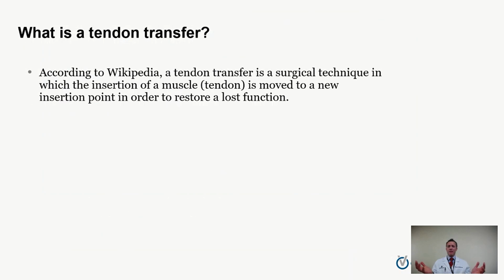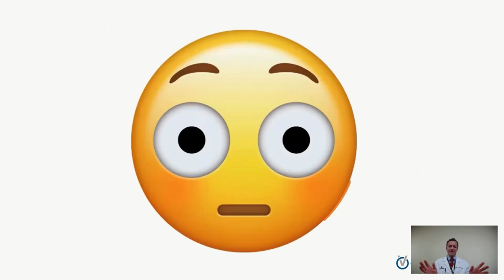So I'm a big fan of Wikipedia. I'm also a big fan of Dr. Google. So I thought I would just go ahead and go to my go-to here. So according to Wikipedia, a tendon transfer is a surgical technique in which the insertion of a muscle is moved to a new insertion point in order to restore a lost function. I don't know what that means. Do you know what that means? Let's go to the next slide. Exactly. That's exactly how I feel.